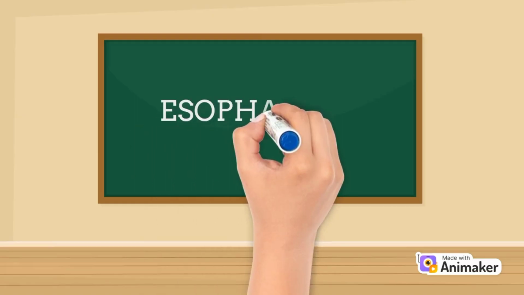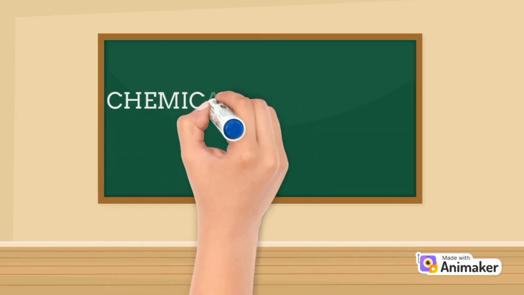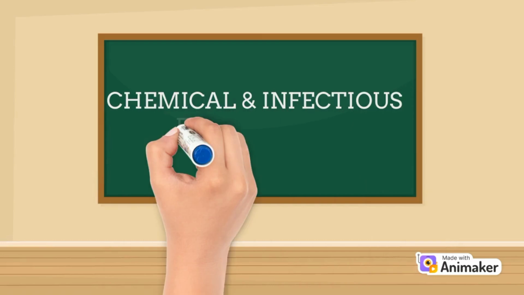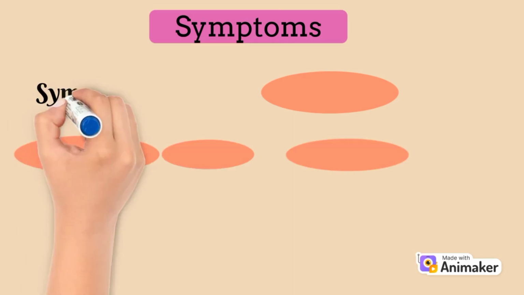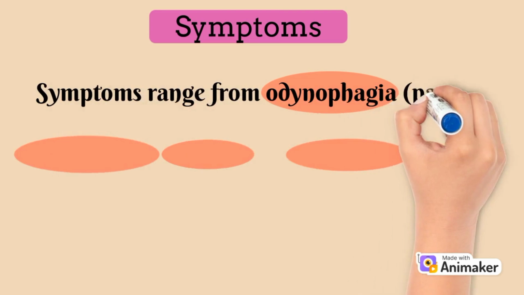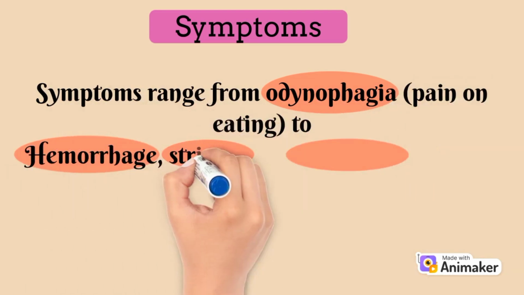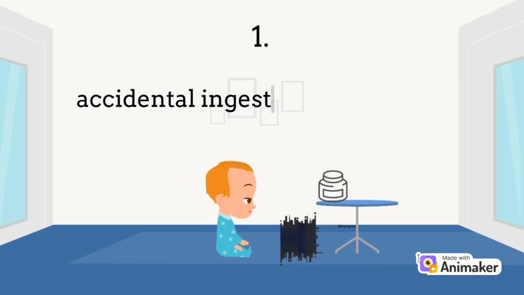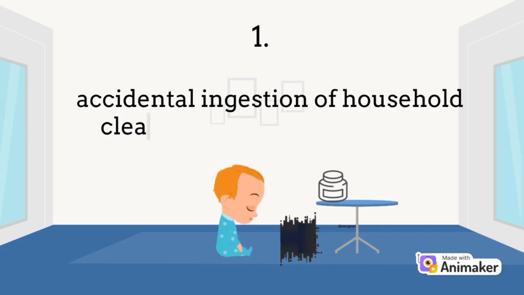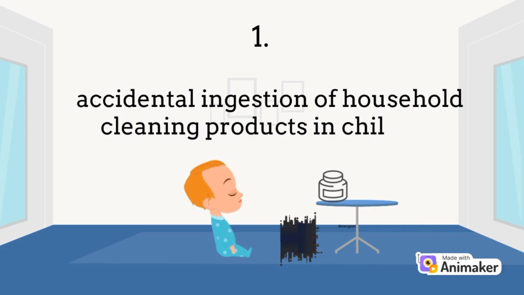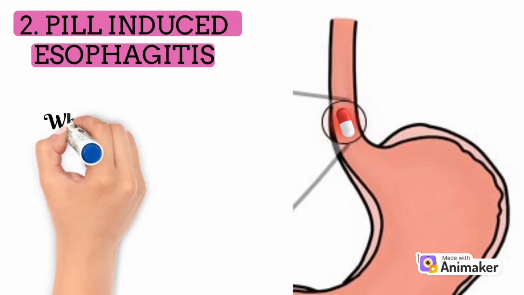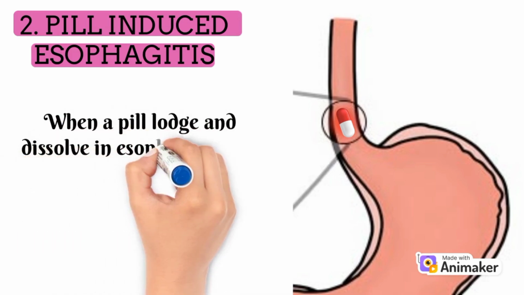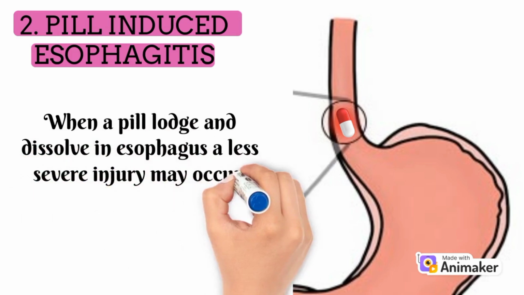Now let's study esophagitis. First type of esophagitis we study is chemical and infectious esophagitis. Symptoms may range from pain on eating called odynophagia to hemorrhage, stricture or perforation in severe cases. First reason of chemical esophagitis is accidental ingestion of household cleaning products by children. Pill-induced esophagitis: when a pill gets lodged and dissolves in the esophagus, it causes harm to the esophagus.